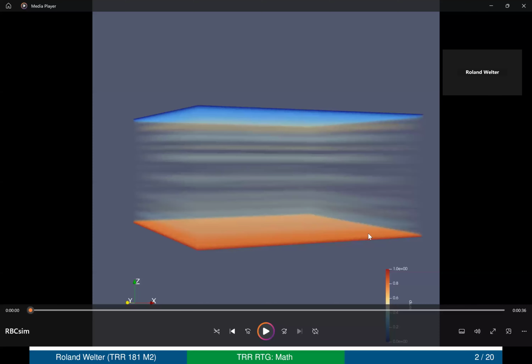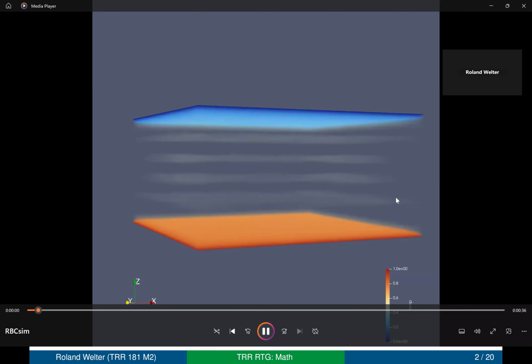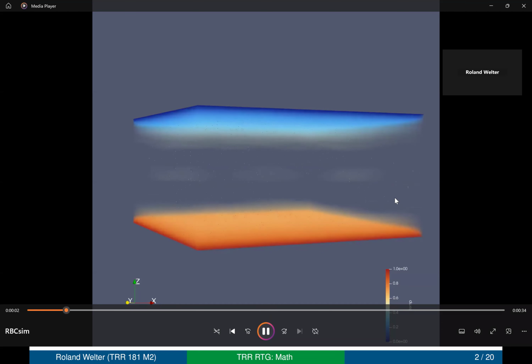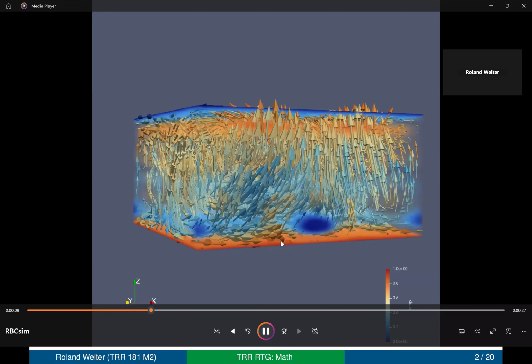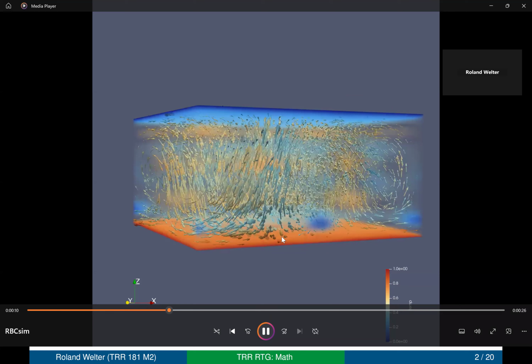I've got a simulation where the temperature is depicted using colors, red being hot and blue being cold, and the velocity is depicted using arrows. And the thermal forcing induces a flow in the box.